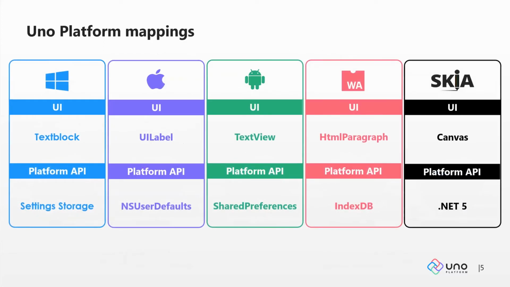There is a platform mapping. As I was saying at the beginning, when you create an application, you work by using the UWP APIs. You're going to be using a text block, a textbox, a panel, and all those things are going to be mapped to the platform that you're targeting at that moment. Here we see an example of what a UWP text block means on each one of the different platforms. You have the UILabel, TextView, the paragraph for WebAssembly, and the canvas if you're using SkiaSharp as a target. The same happens when you're using non-UI functionality.